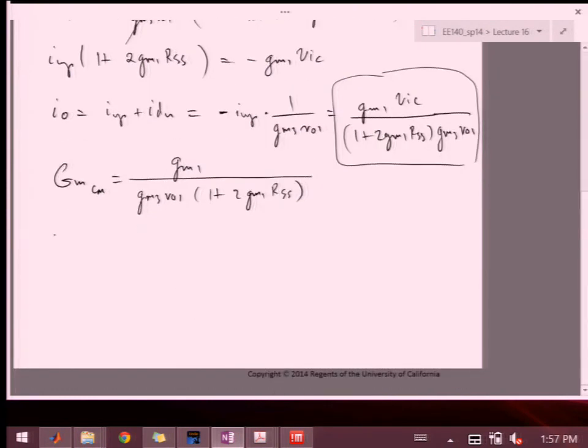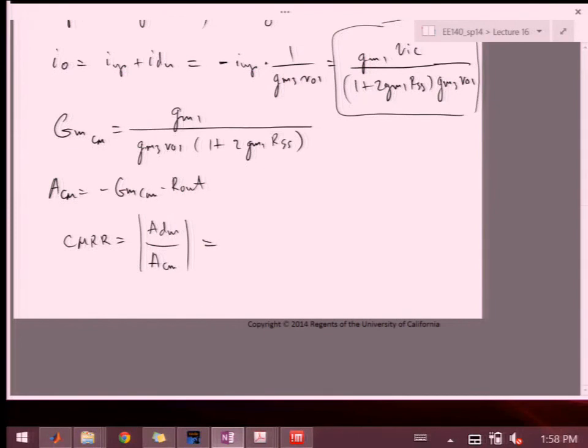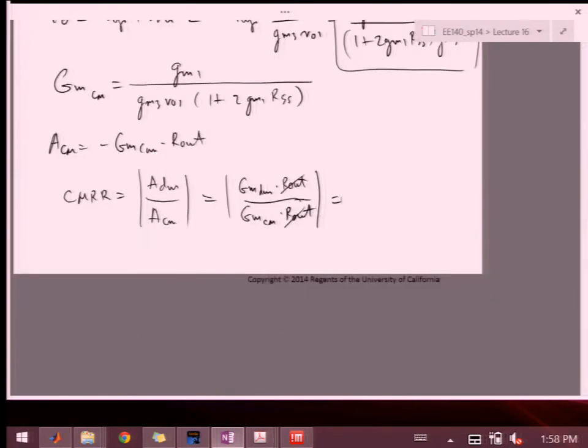Now, as we said, ACM is minus gm common mode times R out. And CMRR is differential mode over common mode, because both are just gm in differential mode times R out, and the other one is gm in common mode times R out. Then R out will cancel out. So if I'm just looking for common mode rejection, I don't even need the R out, because it's the same in both situations.